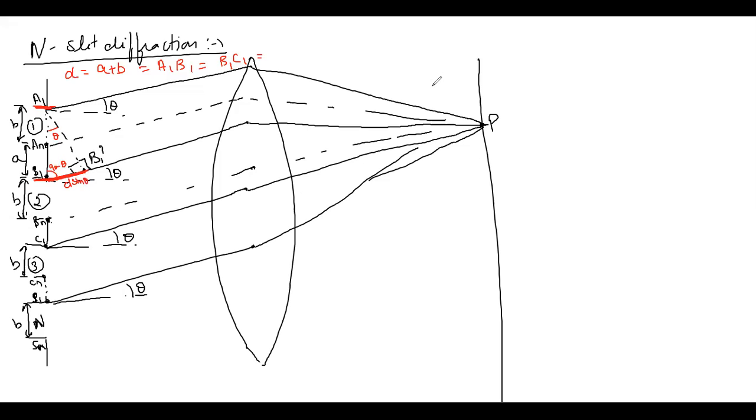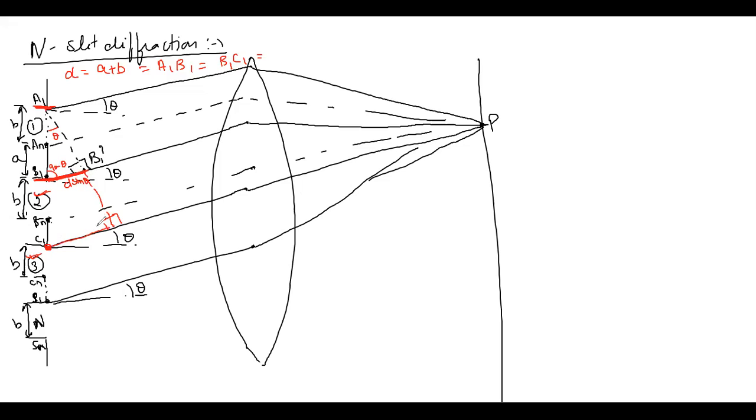So all the wavelets that are going to start from the second slit have to travel d sine theta extra distance as compared to the wavelets which are starting from slit 1. What you can do is keep on doing that. You can draw a perpendicular on the next slit also for the wavelets which are starting from the third slit.